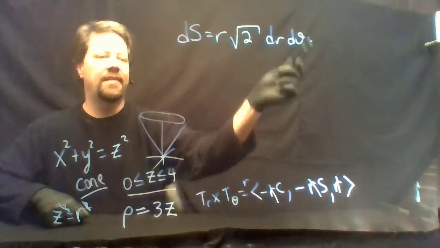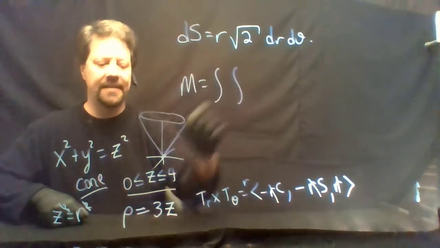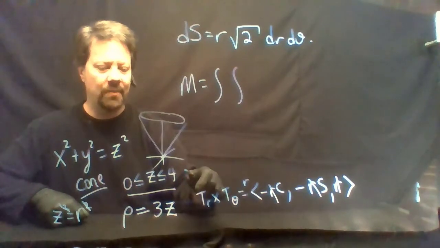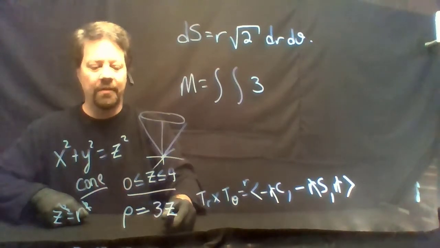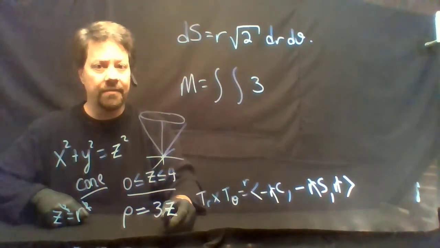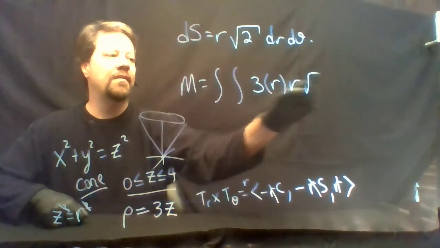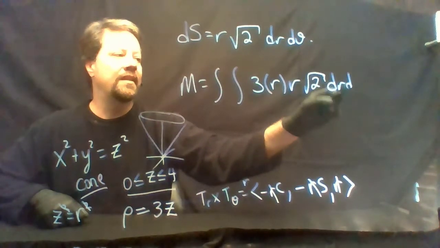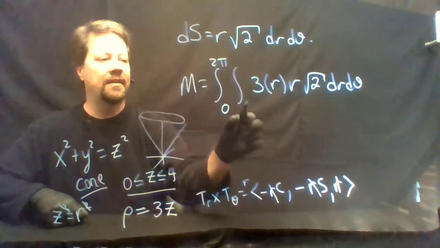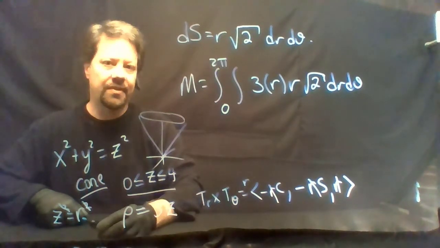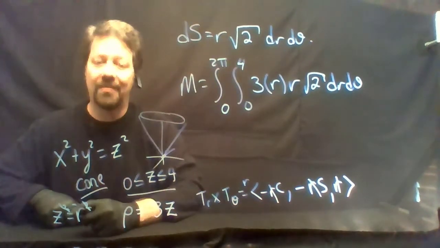dr d theta. The total mass then will be the integral of the density. The density we said was 3z. Remember, we'll evaluate this on the surface, and on the surface z was equal to r. Then we'll have 3r root 2 dr d theta. Theta will go, of course, from 0 to 2 pi, and z goes from 0 to 4, and that means r goes from 0 to 4 since z equals r on the surface.